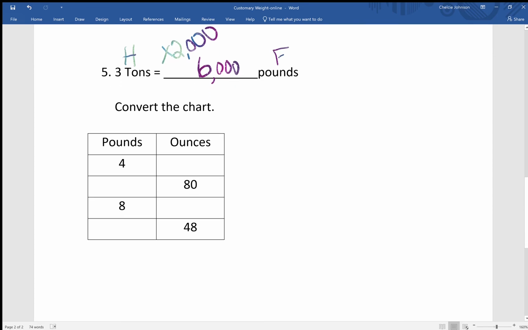Okay, this chart today, I would like you to answer that on your notebook, and there will be another chart just like that on there. So first let's talk about it for a minute. Pounds and ounces, which one's your horse, which one's your fly? Go ahead and write your H and your F above the correct one. Figure out what are you changing between them. What amount?